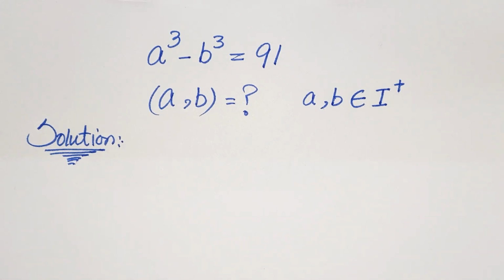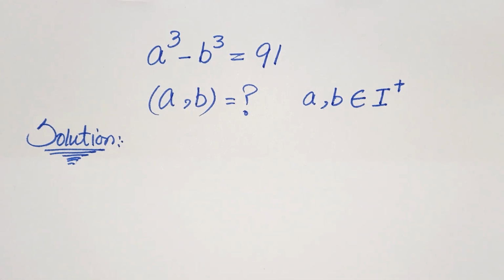So today we have a question which is a cubed minus b cubed is equal to 91. Here we have to find the value of a and b, and as we know, a and b are elements of the positive integers, so we use here that a and b are positive integers.